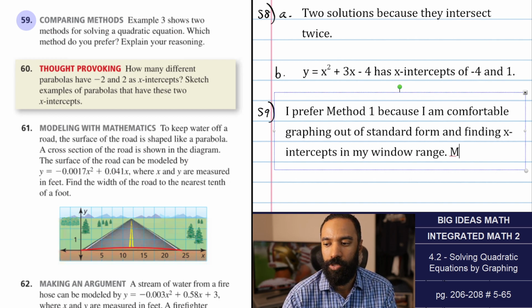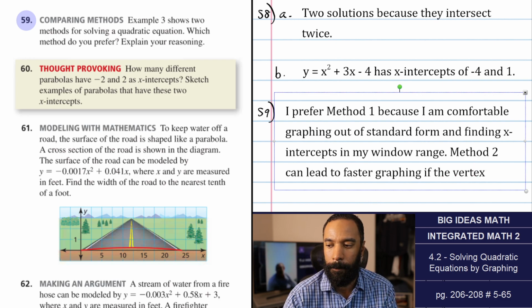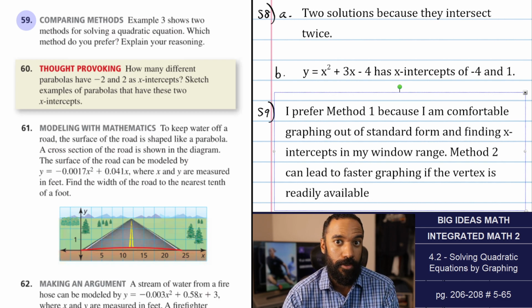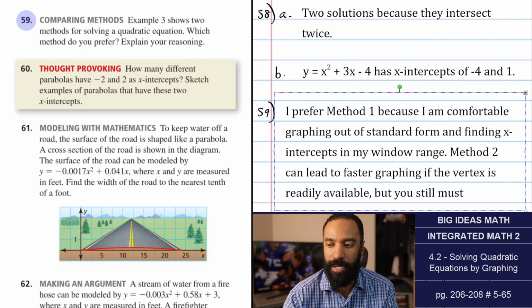Now, method 2 can lead to faster graphing if the vertex is readily available. You know, like y equals x squared, it's really easy to graph. But you still must graph another line.